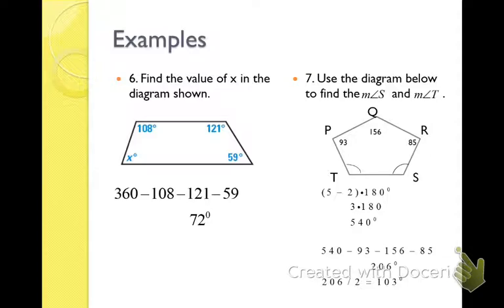Okay, we did our math wrong. It was 206. I said 196. It was 206. So you need to correct that. 540 minus those three angles is 206. 206 divided by 2 is 103, which is what we should have gotten. 103. Any questions? All right.